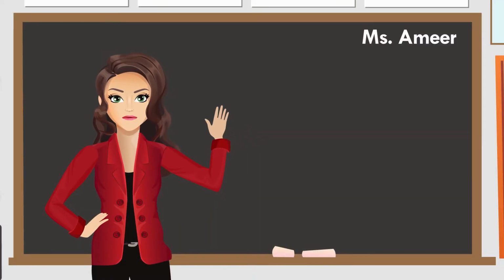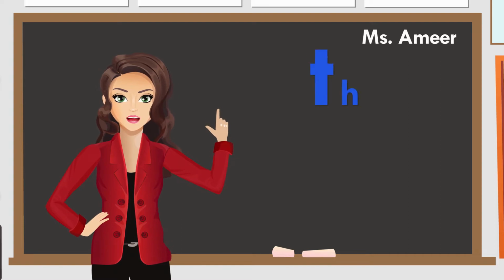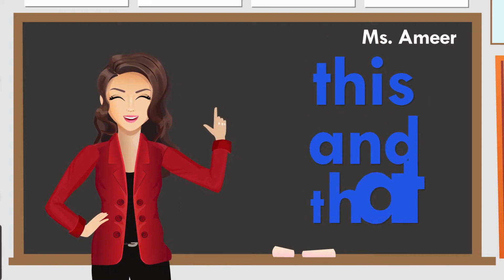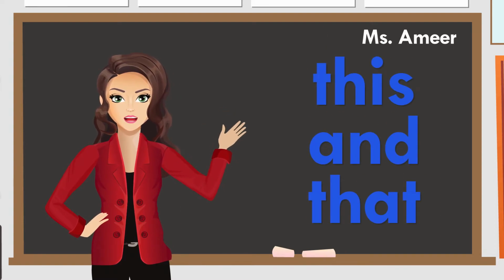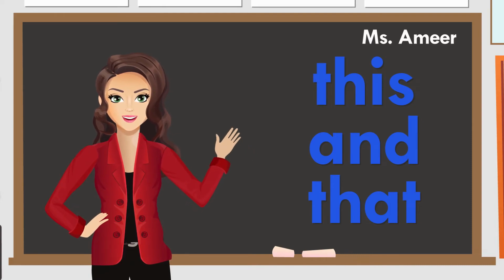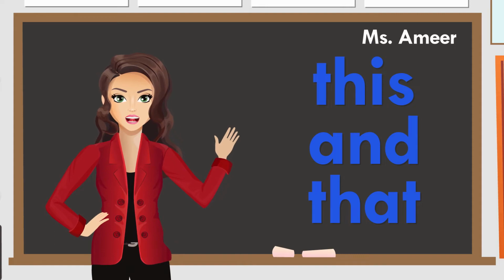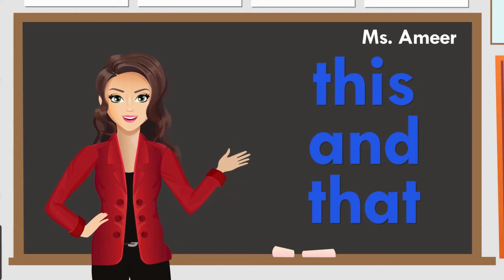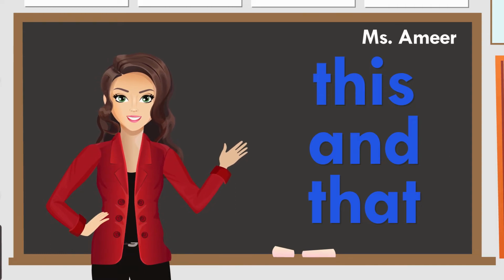Next, let's practice the pronouns this and that. We use this for something that is close to us, and we use that for something that is far away from us. Let's have a look.